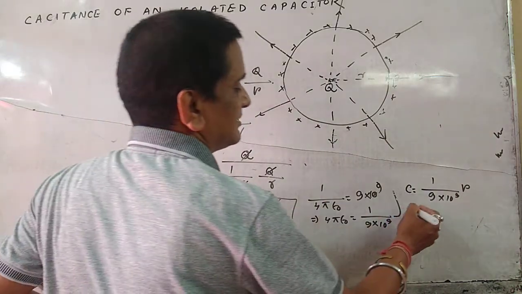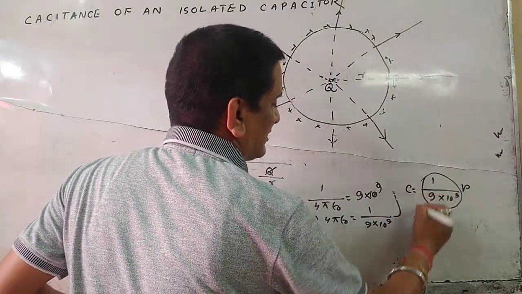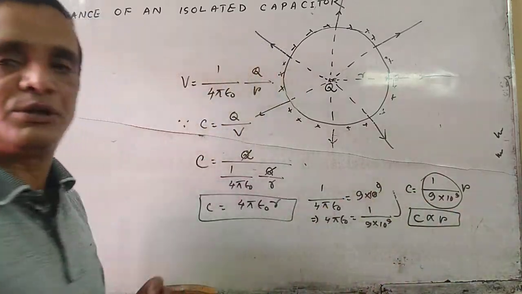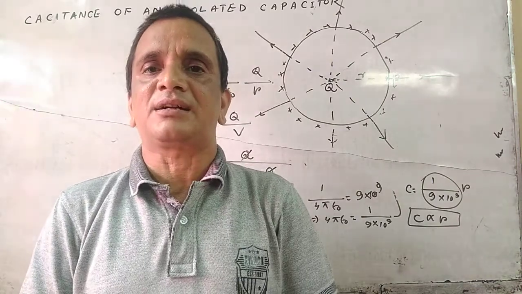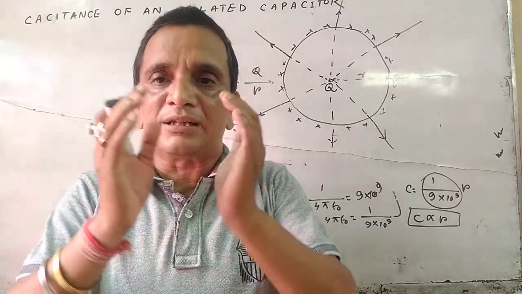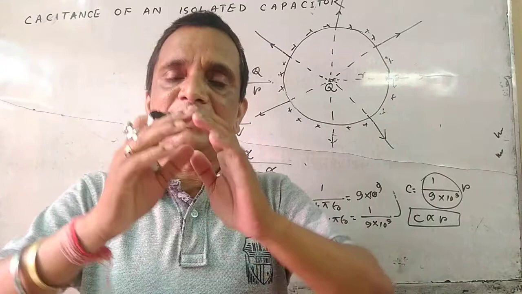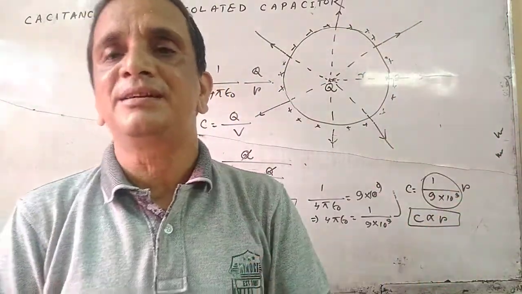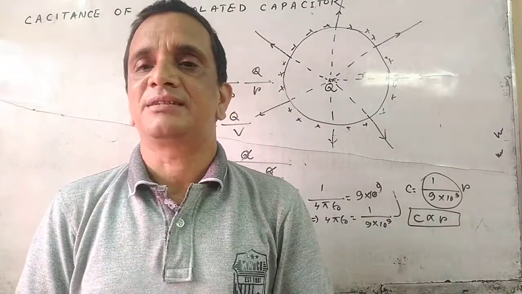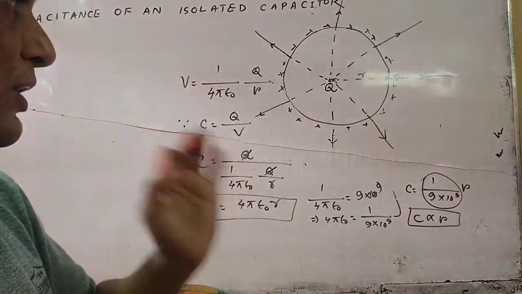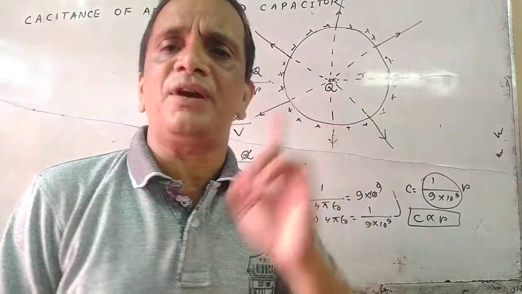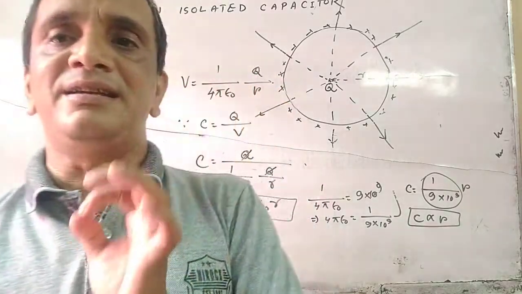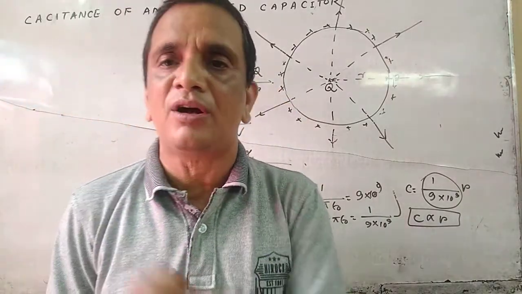In general, since this 9 into 10 to the power 9 is constant, capacitance is directly proportional to the radius of the conductor. It means if it is a big sphere, then capacitance will be more. If it is a small sphere, the capacitance will be less. From there we conclude that the capacitance of an isolated spherical capacitor depends upon the radius of the conductor. Is it clear or not?